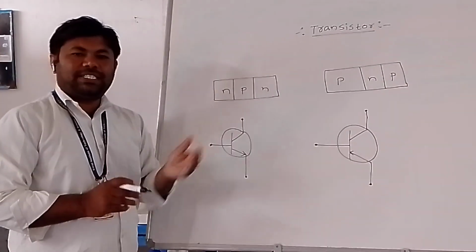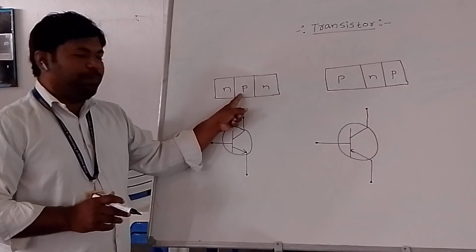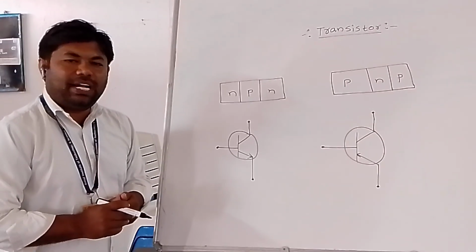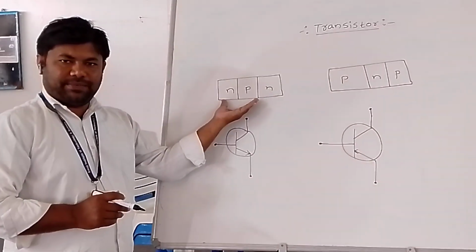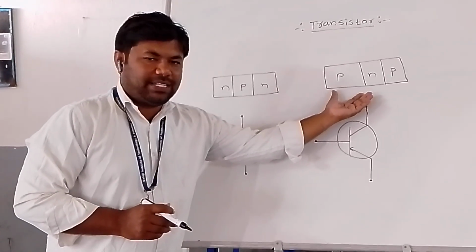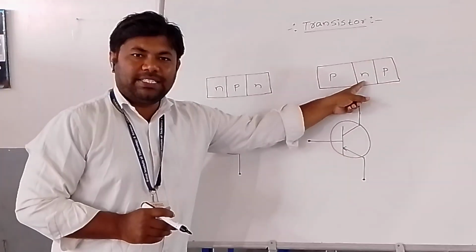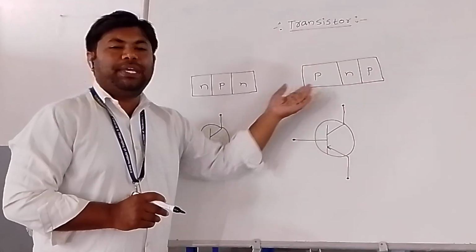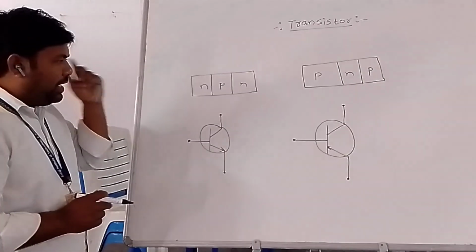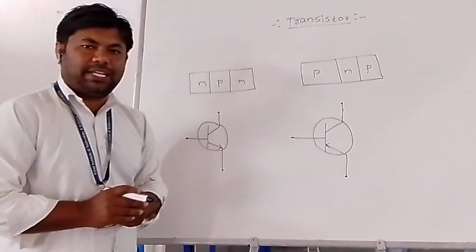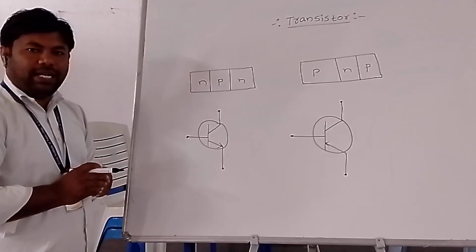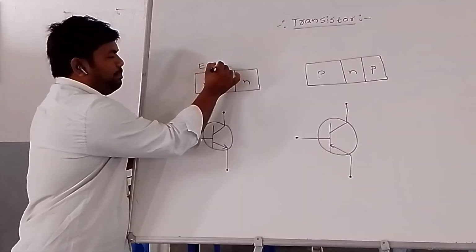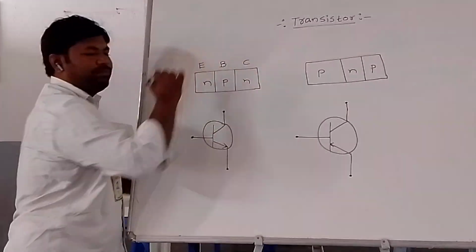So NPN transistor means P-type material sandwiched between two N-type materials, we call it an NPN transistor. PNP transistor means N-type material sandwiched between two P-type materials, we call it a PNP transistor. So the NPN transistor and PNP transistor both have three terminals. The three terminals are, first one is emitter, second one is base and third one is the collector.